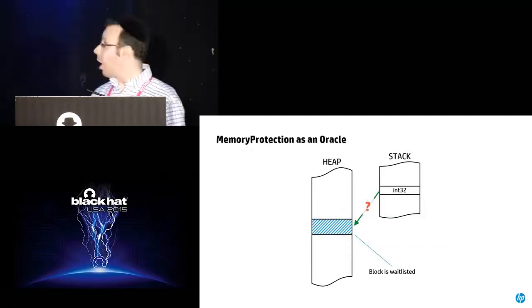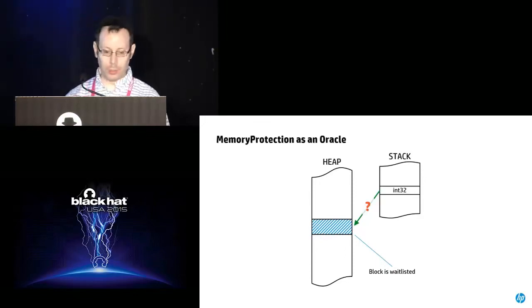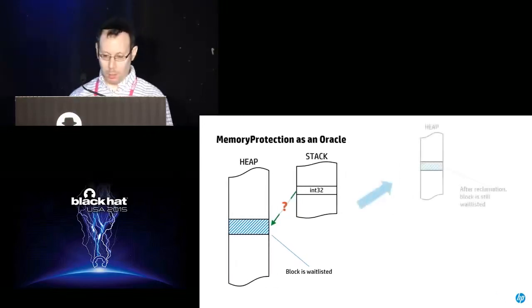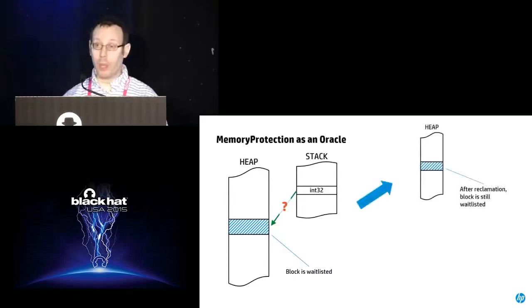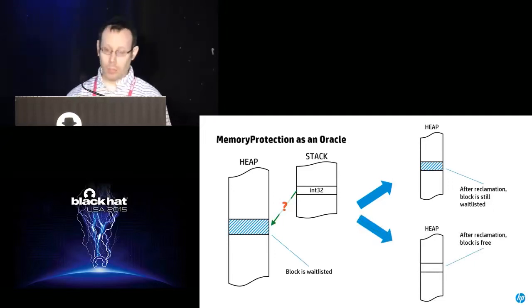Here we see a block on the waitlist. Let's say we plant an integer value on the stack and then trigger memory protection's reclamation routine. If the integer we planted corresponds to an address anywhere within the block, then memory protection will respond in one way by keeping the block on the waitlist. But if the integer we planted is not within the waitlisted block's address range, then memory protection will behave in a different way and deallocate the block.